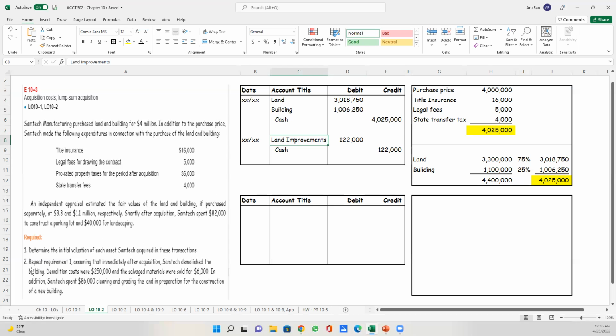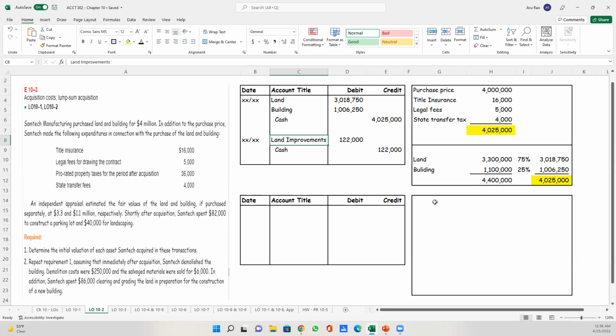Let's look at part two. They've asked us to repeat what is required in one, that is to do the valuation. But now they're telling us something different. Immediately after I acquired this asset, the land and building, we demolished the building. So there is no building. Demolition cost is $250,000. Salvage materials were sold for $6,000. In addition, we spent $86,000 in clearing and grading the land in preparation for construction of a new building. So we have no building right now. The building that was there, we've got rid of it.